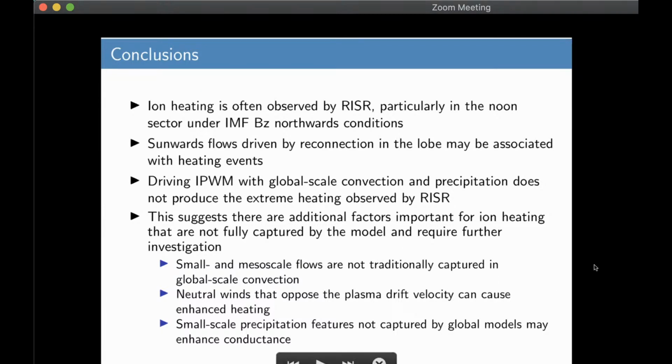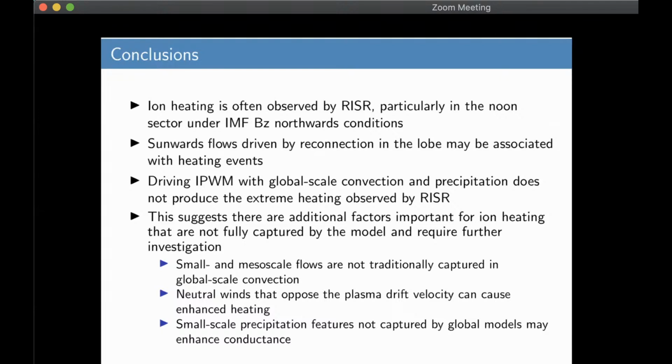These are things that I think were discussed in the introductory talk, but one option is small and mesoscale flows that may not be captured with these large convection models but are very important. Another one is neutral winds.